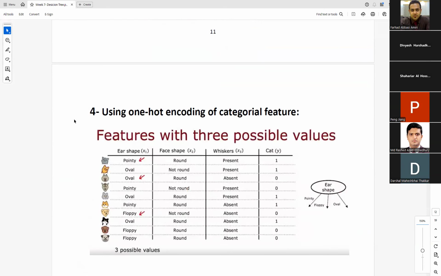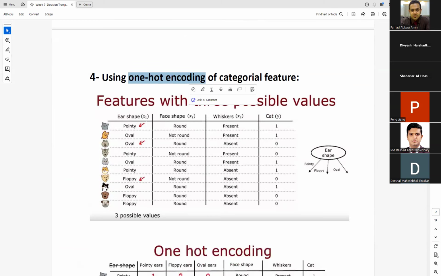In section 4 of this lecture, I'm going to talk about using one-hot encoding of categorical features. What does one-hot encoding mean? So let's say that you remember this data table, right? The ear shape, face shape, and whiskers, 3 columns are the features, and the last column is the target, which is 1 or 0, cat or not cat.